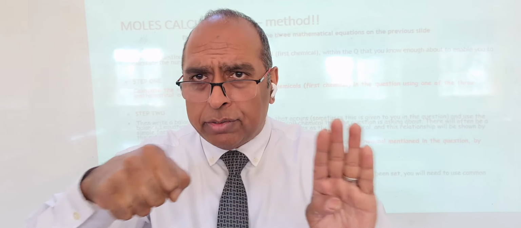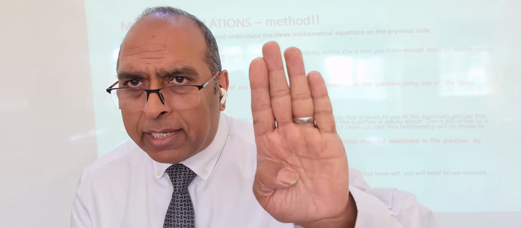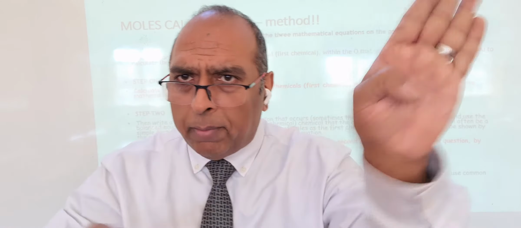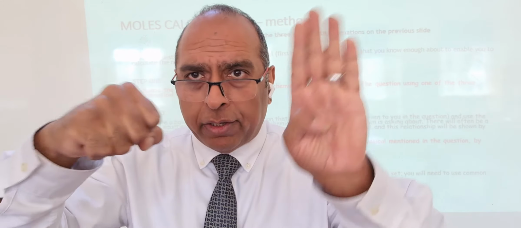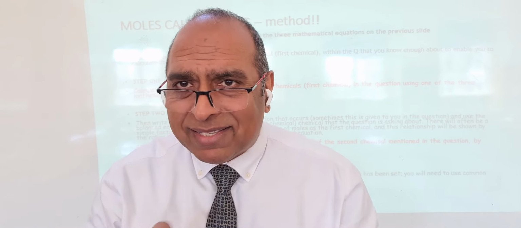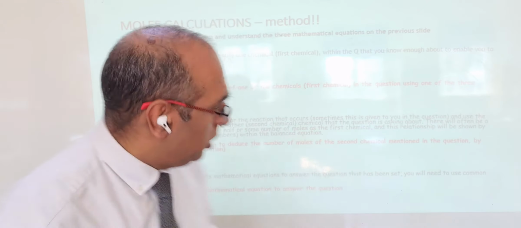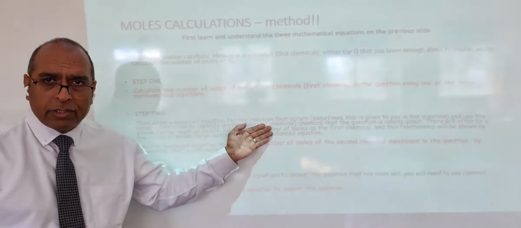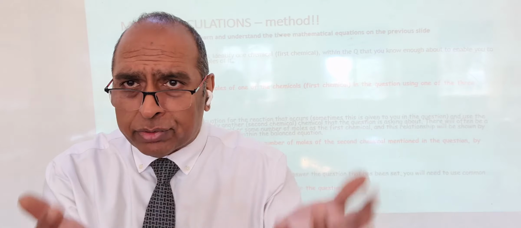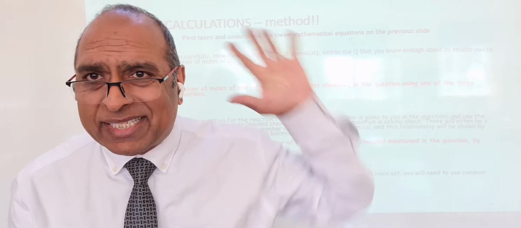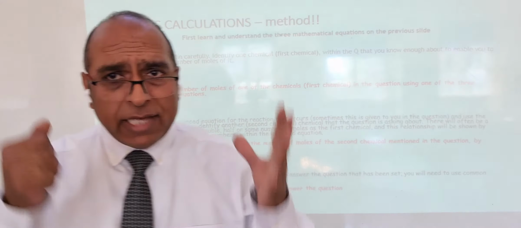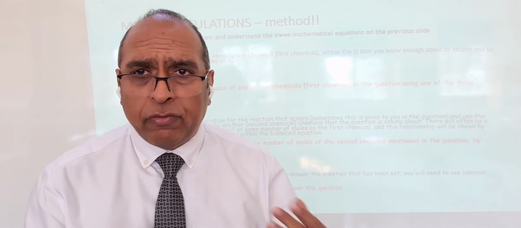When you know the ratios, then you can work out number of moles of the second chemical, because you know the number of moles of the first chemical. If the number of moles of the second chemical is double, then you can work it out if you know the first. It's that idea for step two. Step two, you write a balanced equation. And from the balanced equation, use the concept of ratios to work out number of moles of my second chemical.